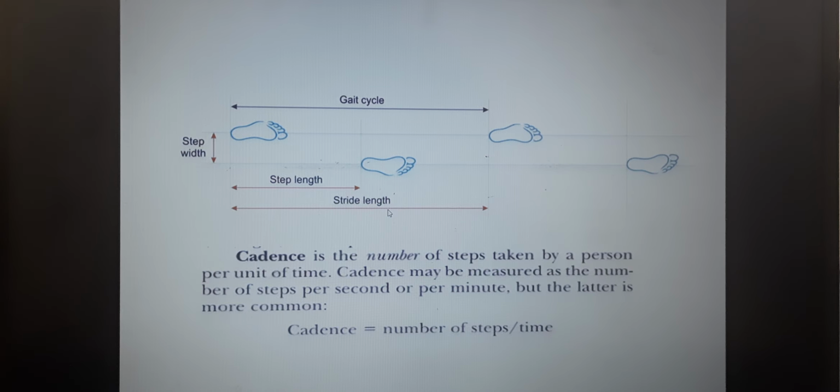What is the cadence? Cadence is the number of steps taken by a person per unit of time. It may be measured as the number of steps per second or per minute. It is usually around 80 to 120 steps per minute.